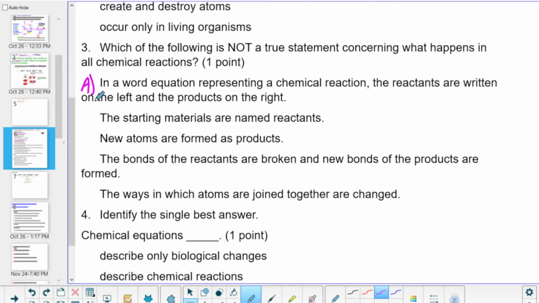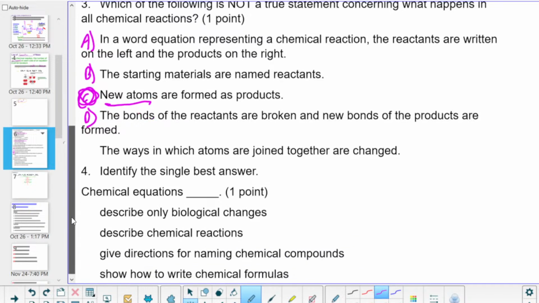To make it easier to identify, I'll do this. Which one of those is wrong? C. Excellent. You don't get new atoms. All atoms are the same.